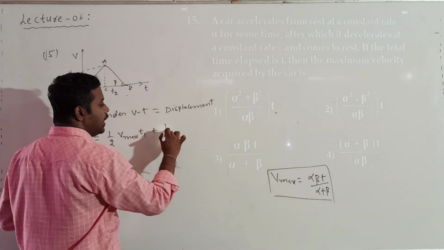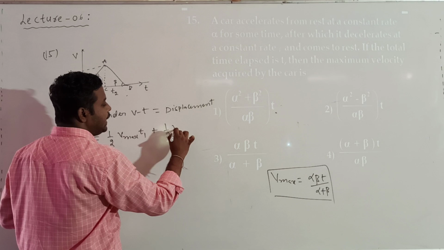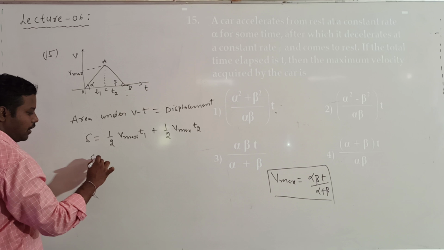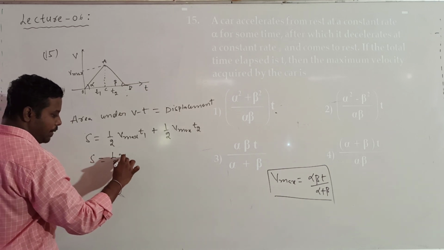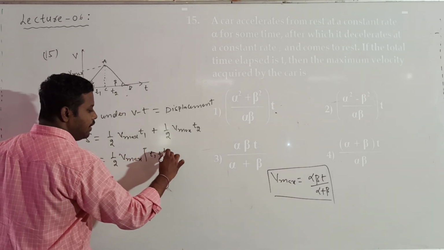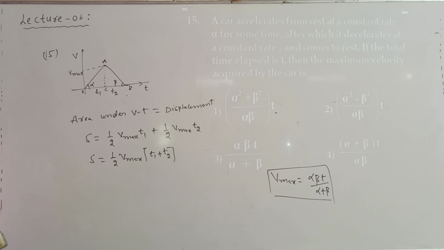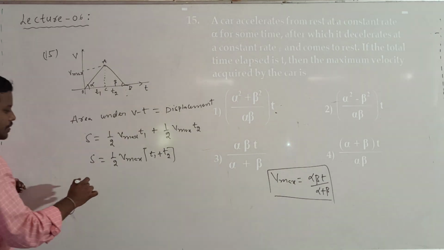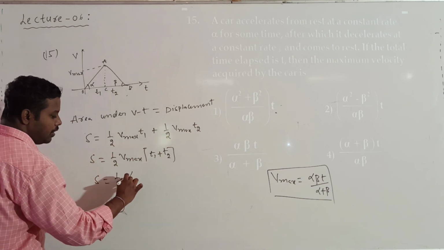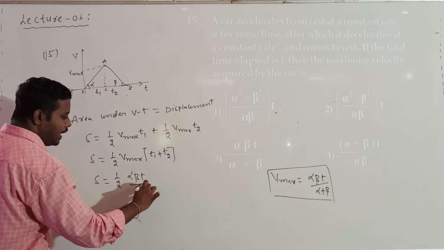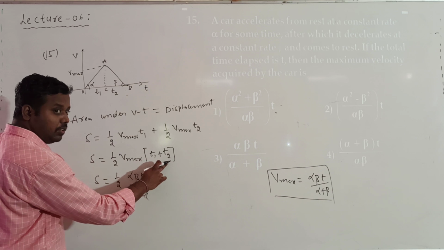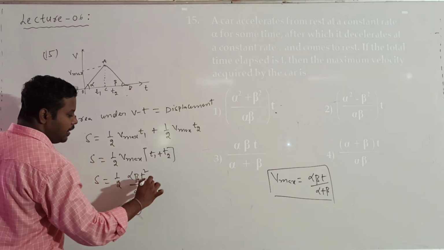Half into base into height. So half into base T2 and height Vmax. Therefore, what can I take common? 1 by 2 into Vmax is common. When I take 1 by 2 into Vmax common, what can I write? T1 plus T2. What is the T1 plus T2 value? T, the total time of journey. Then what do I get for S? 1 by 2 into Vmax, which we already know, alpha beta into T by alpha plus beta, into T1 plus T2 which is T. So T into T gives T square.